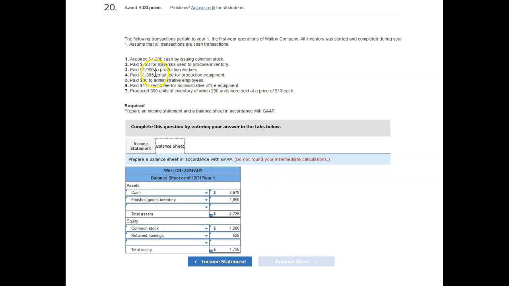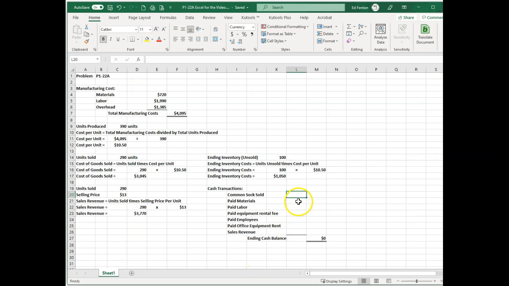Now look and see which one of these are cash items. Well, you sold common stock, that's cash coming in. You paid materials, labor, overhead. You paid the employees. You paid the rent for the office equipment. And then we sold some inventory for cash, $13 each. So 1 through 7 all deal with cash. Let's add all this back up in the Excel sheet.